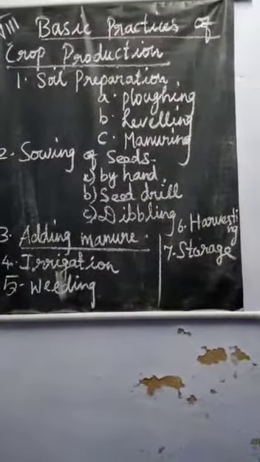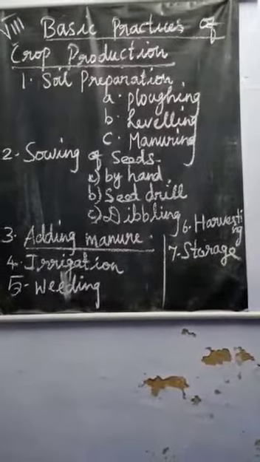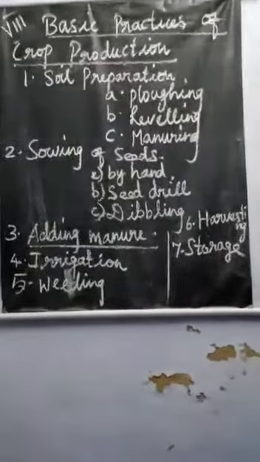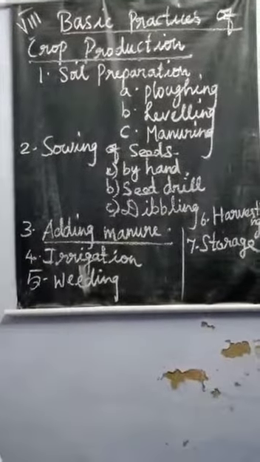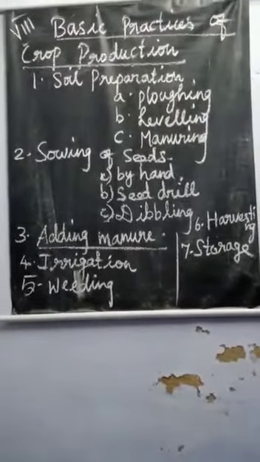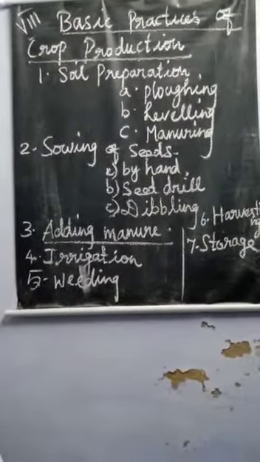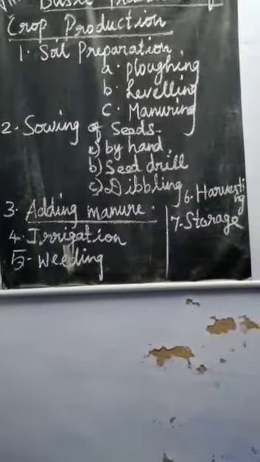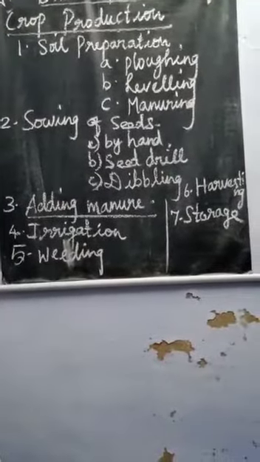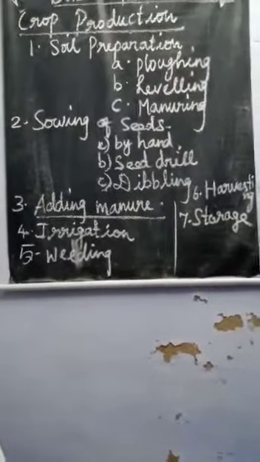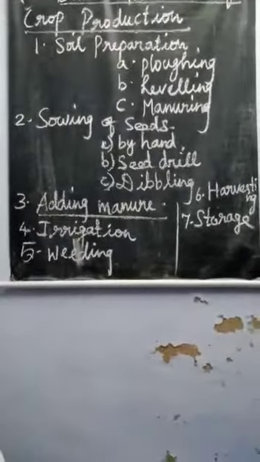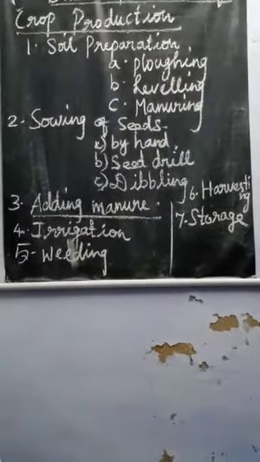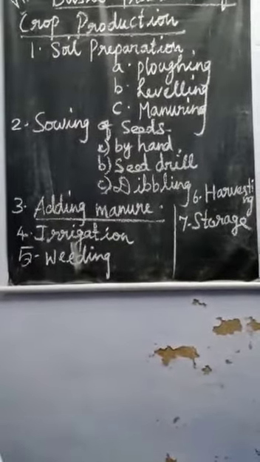The third step is adding manure and fertilizer. Manure means the substances added to the soil which give nutrients for the growth of plants. They are called manure and fertilizer. These substances have many nutrients, and those nutrients help in the growing of plants. So this is the third step, adding manure.